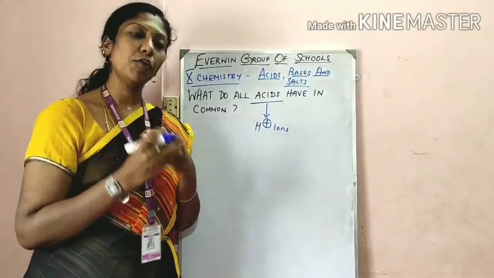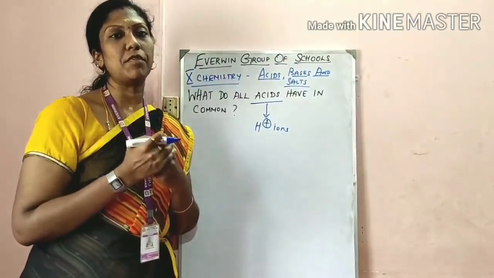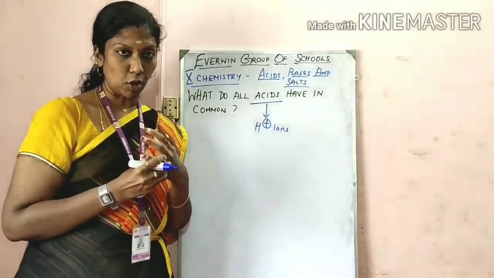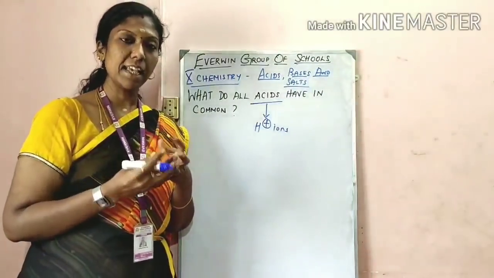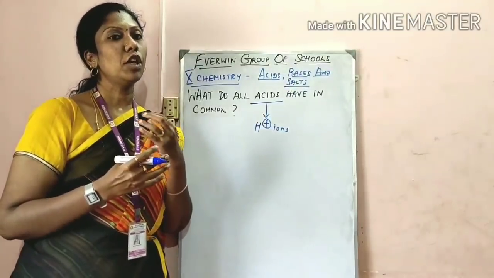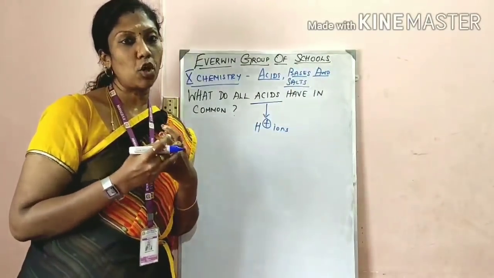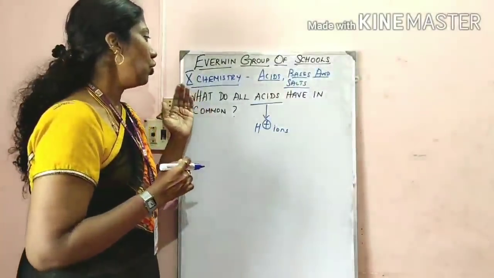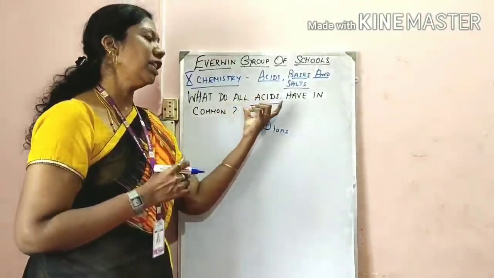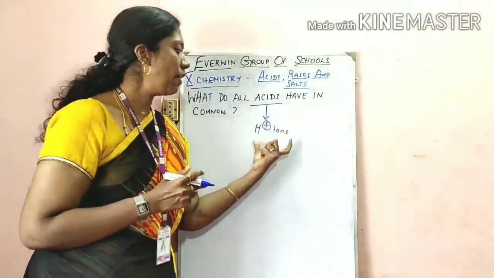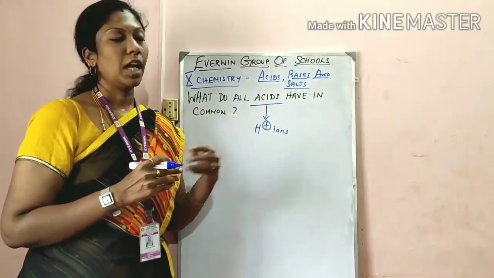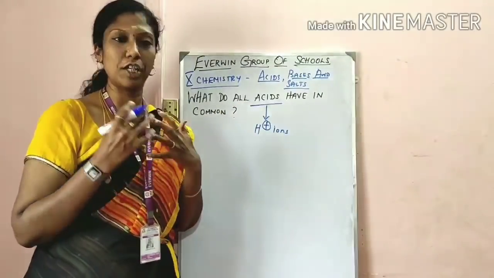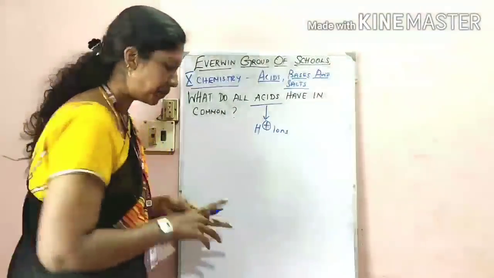Now the question is, are all compounds which have H, or which dissociate into H plus ions, acids? No. There are a few differences: some compounds give out H plus ions and are considered acids, and some compounds will not give out H plus ions even when dissolved in water. So the common thing in all acids is that they have H plus ions. We will see a few reactions showing the dissociation of H plus ion from an acid.